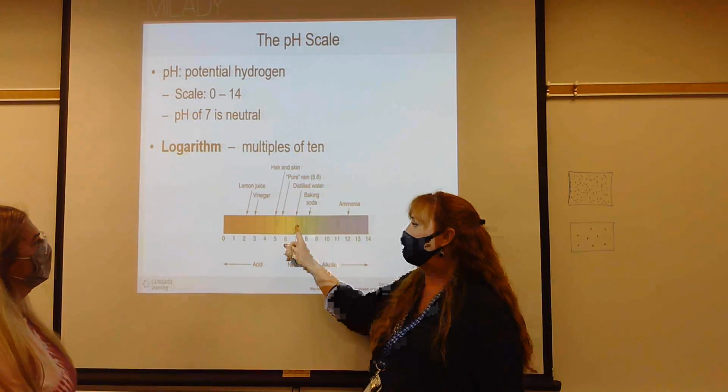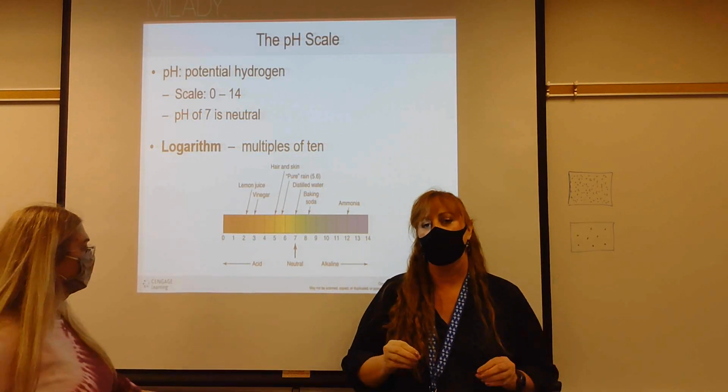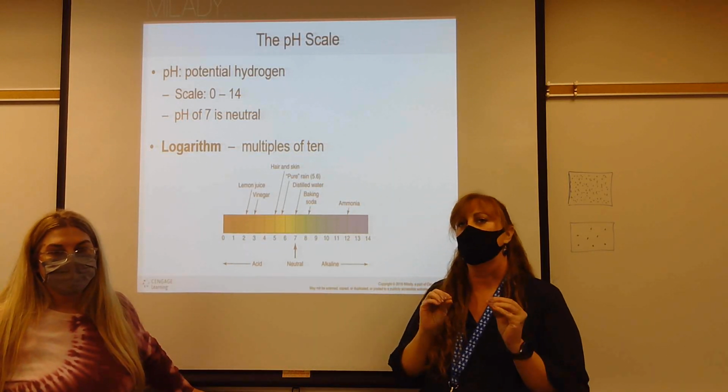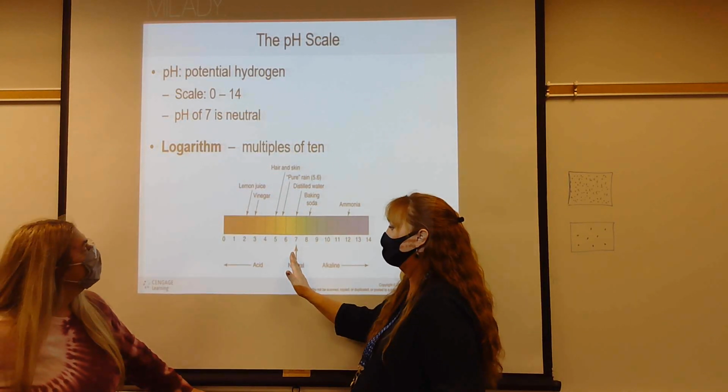7, right in the middle, is considered neutral. Distilled water has a pH of 7, meaning it is pure water. So it is considered neutral. It is a pH of 7.